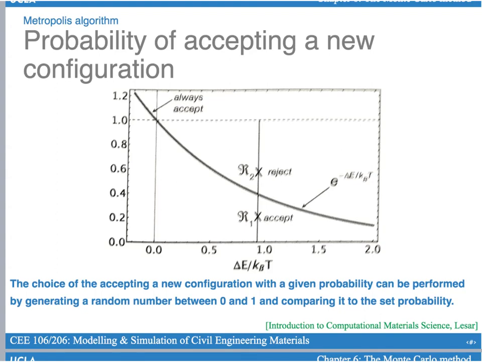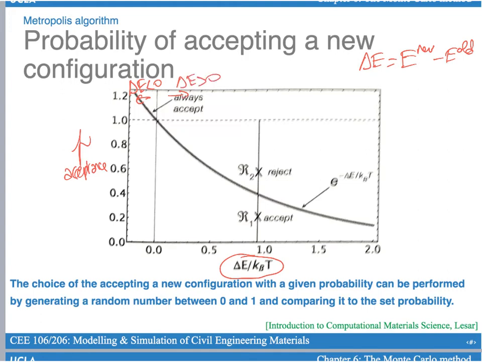So in practice, this is what it looks like. Here, this plot shows the probability of acceptance, or the probability of accepting this new move, as a function of the ratio of the difference of energy divided by kT. As a reminder, the difference of energy is equal to the new energy minus the old energy. So it's the difference between the new energy after your move minus the old energy. If this new energy is lower, then the difference will be lower than zero. In that case, you will always accept the move.